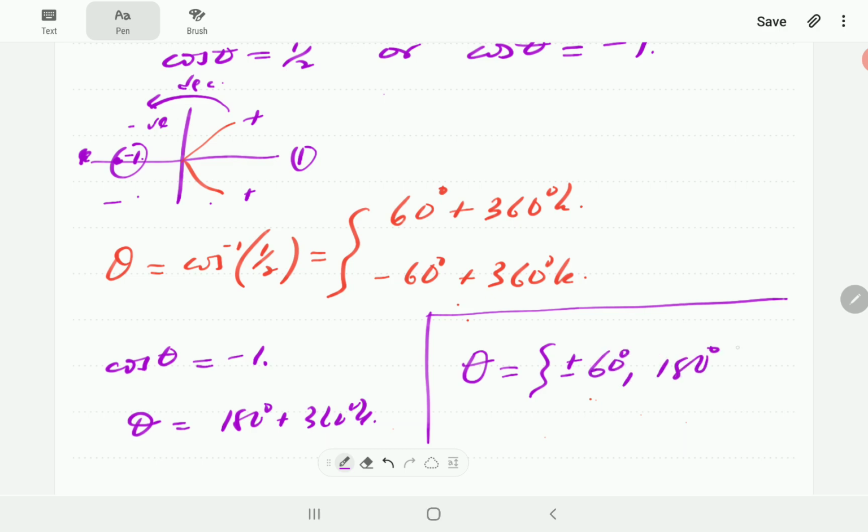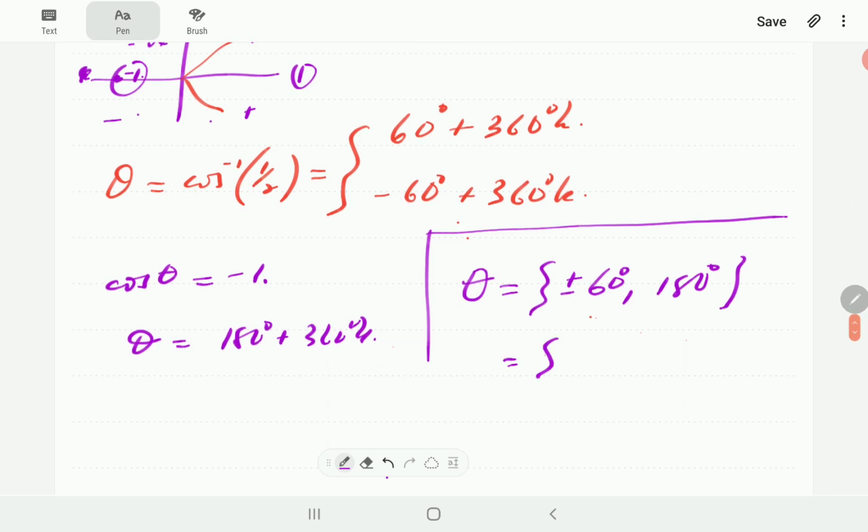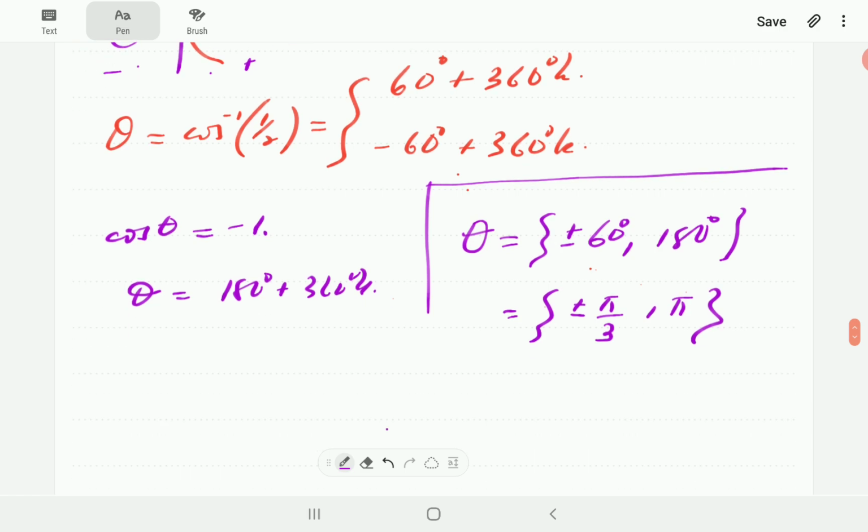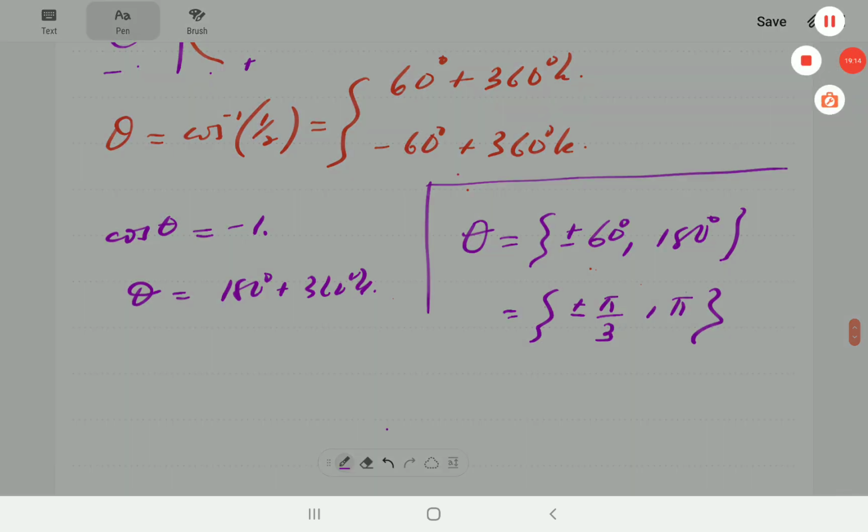We are going to have 180, and then we can write this in radians, and so that's going to be your 3 solutions for this one. Okay, let's give you a few examples, maybe 3.